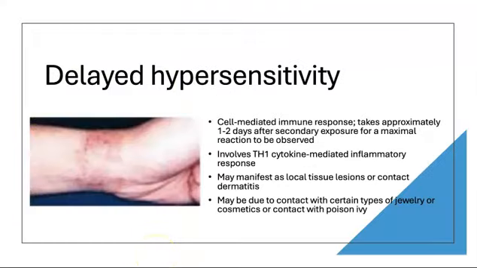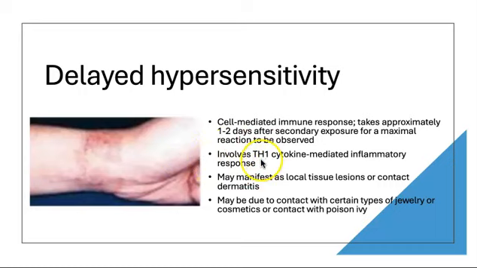The next type we'll discuss is delayed hypersensitivity. This is more of a cell-mediated immune response, and it takes about 1 to 2 days after that secondary exposure for a maximal reaction to be observed. So we have this individual here that has, it looks like, a rash developed or contact dermatitis on his wrist area. Perhaps they were wearing a bracelet in which the material irritated them, or a watch of some sort.